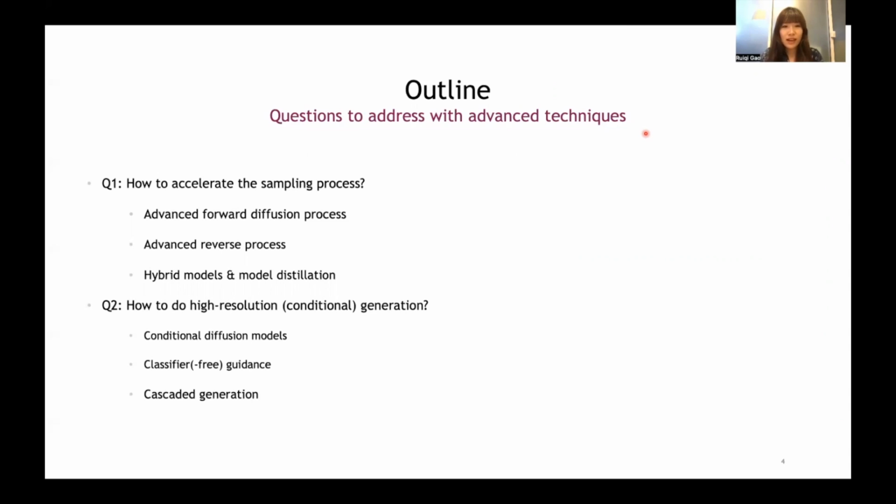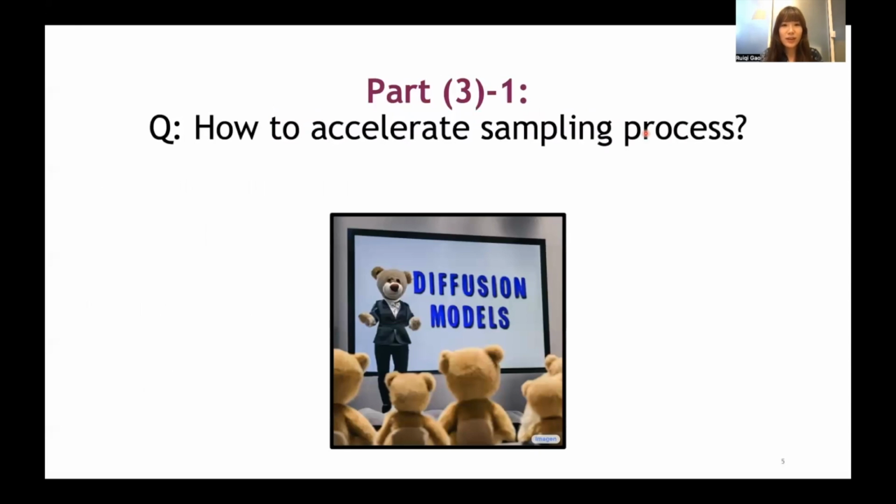We're gonna tackle this question from three aspects: advanced forward process, advanced reverse process, and advanced modeling, including hybrid models and model distillation. The second question is how to do high resolution, optionally conditional generation. And I will talk about several important techniques to make this happen, especially the general conditional diffusion modeling framework, the classifier-free guidance, as well as cascaded generation pipeline. So let's start from the first question. So how to accelerate the sampling process of diffusion models?